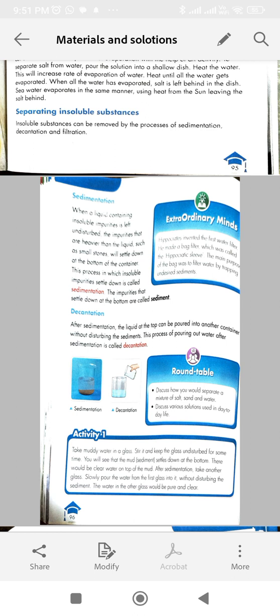Activity 1. Take muddy water in a glass. Stir and keep the glass undisturbed for some time. You will see that the mud sediment settles down at the bottom. There will be clear water on the top of the mud. After sedimentation, take another glass. Slowly pour the water from the first glass into it without disturbing the sediment. The water in the other glass will be pure and clear.